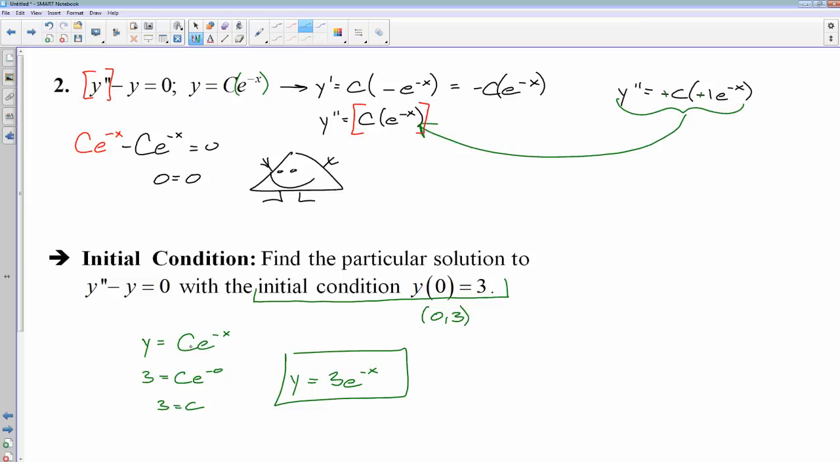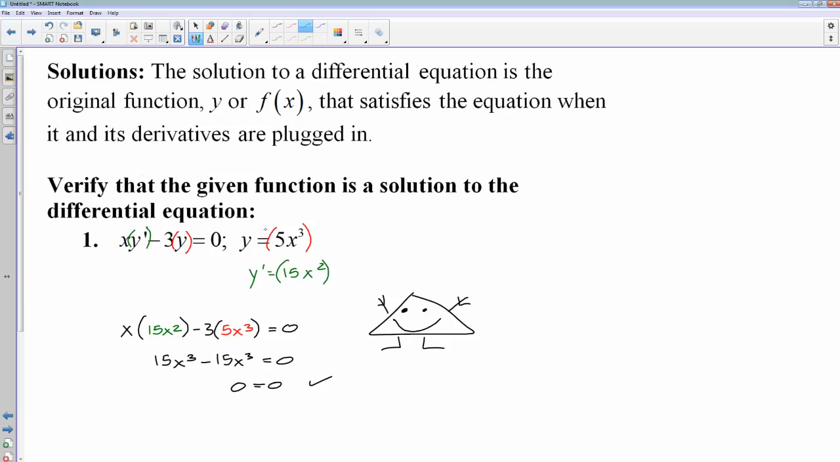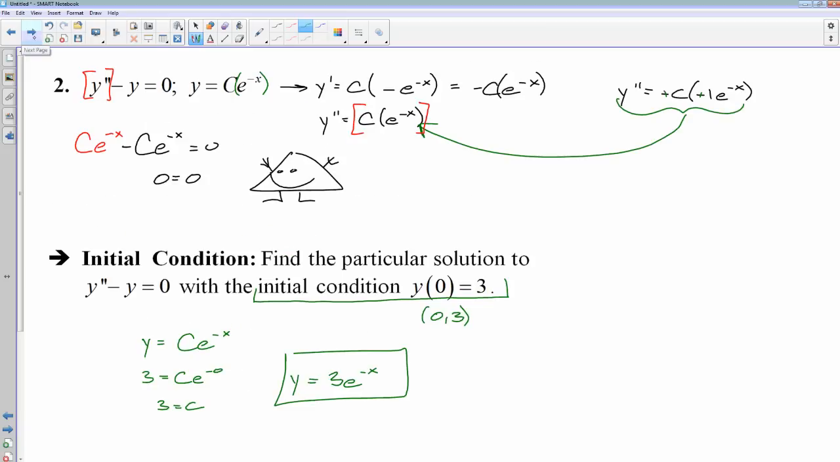And I know that c e to the negative x is a general solution because that's what we verified up here with number 2. So that is what a differential equation is, and those are what solutions are to differential equations. Now, eventually, we're going to build up our repertoire and our weapons here, and we'll be able to actually find the solutions to these equations on our own. But for now, I'm going to give you the proposed solution, and we're going to verify it. And eventually, we'll be able to just find the solutions on our own.